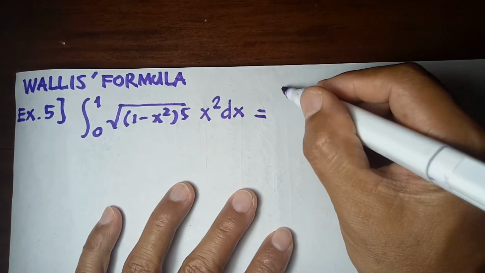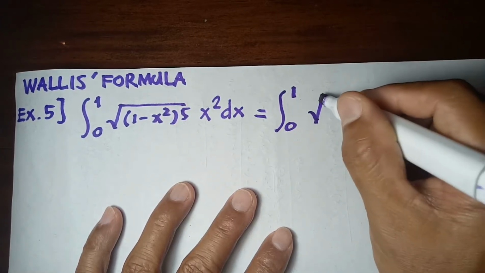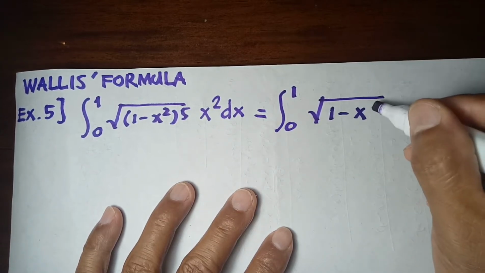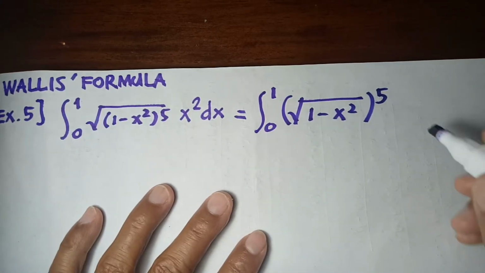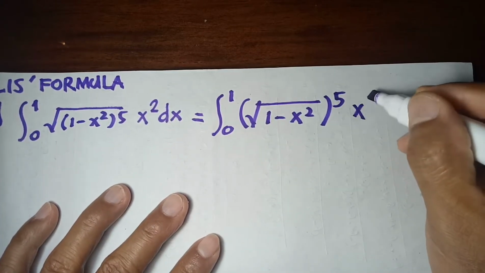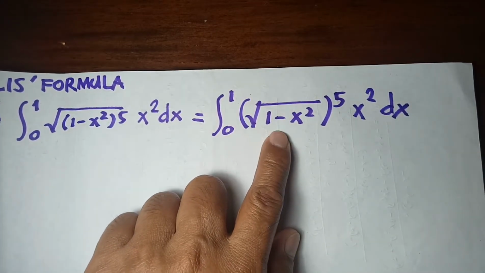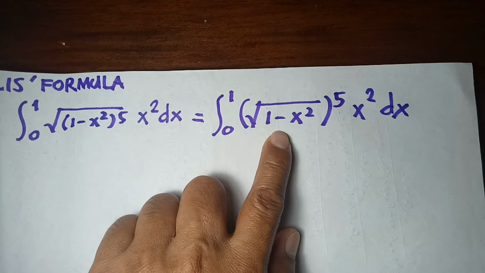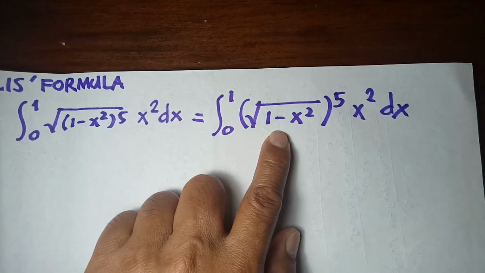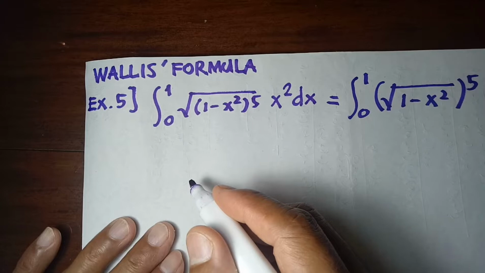the integral from 0 to 1 of square root of 1 minus x squared raised to 5 and then times x squared dx. So dito, square root of 1 minus x squared takes the form of a squared minus u squared. Kaya gagamit tayo ng integration by trigonometric substitution. At dyan sa ating problem, yung ating a ay equal sa 1.